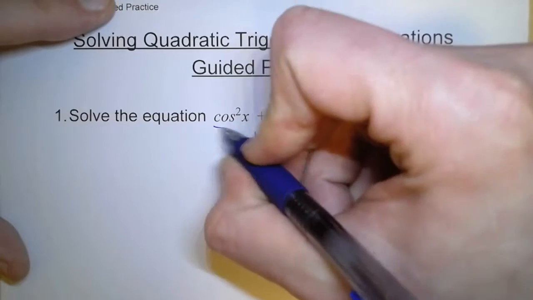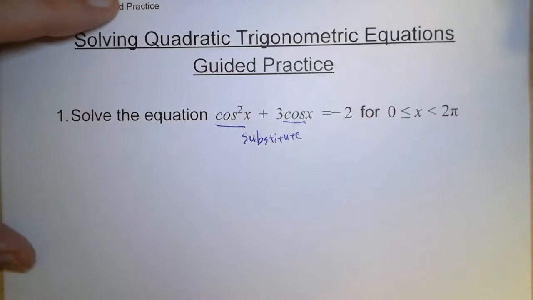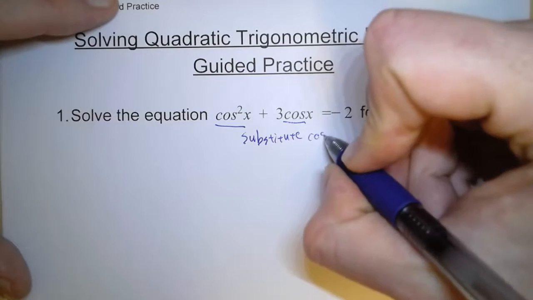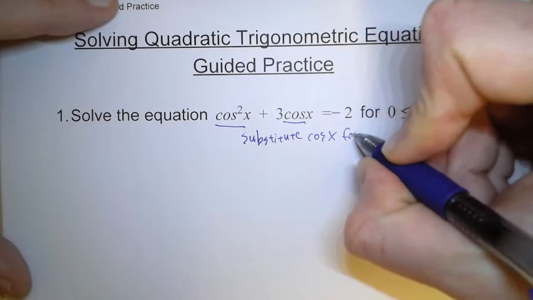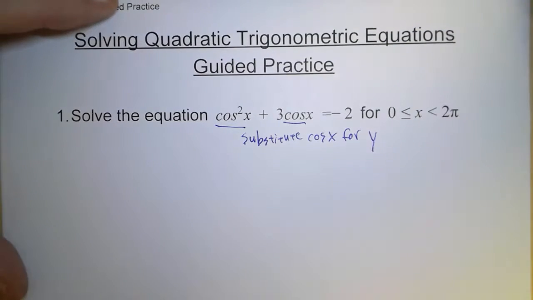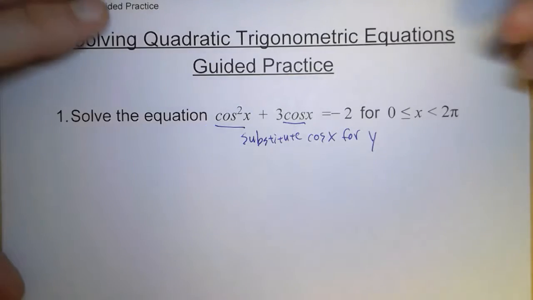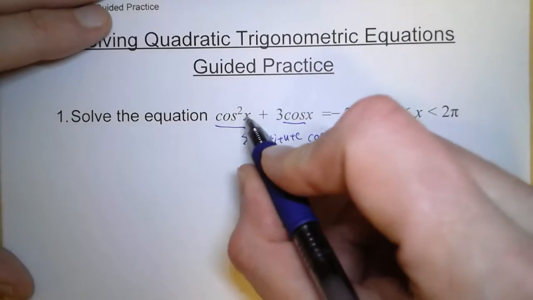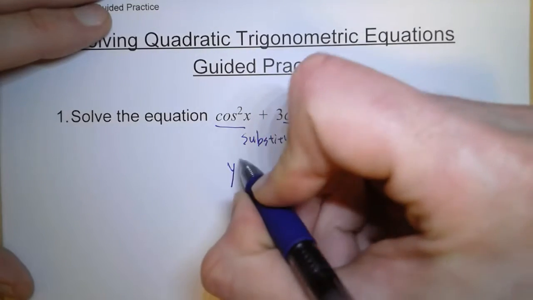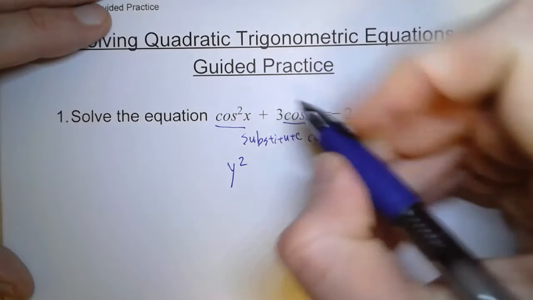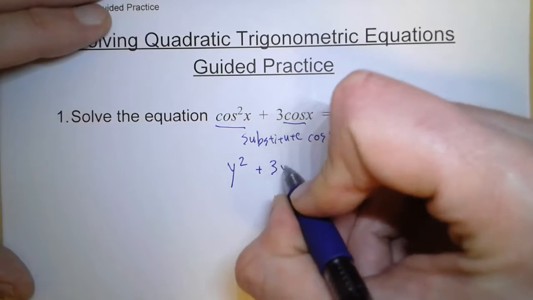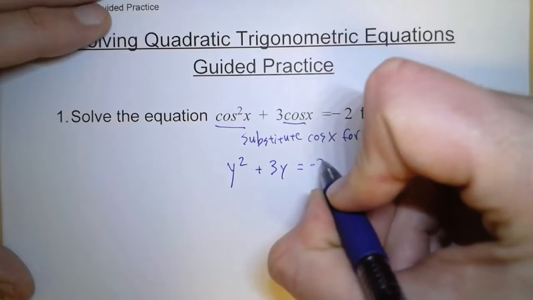And what we have is cosine, and cosine is actually kind of in our way. So we're going to substitute cosine of x for something else. We're just going to call it y. You can use any letter you like. So if there's some other letter that's your favorite, go ahead and use it. So cosine squared, I'm going to substitute for y squared. And plus 3 cosine, I'm going to substitute for plus 3y equals negative 2.